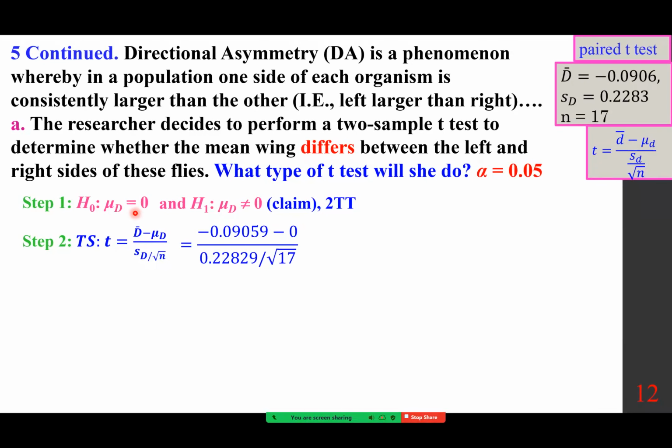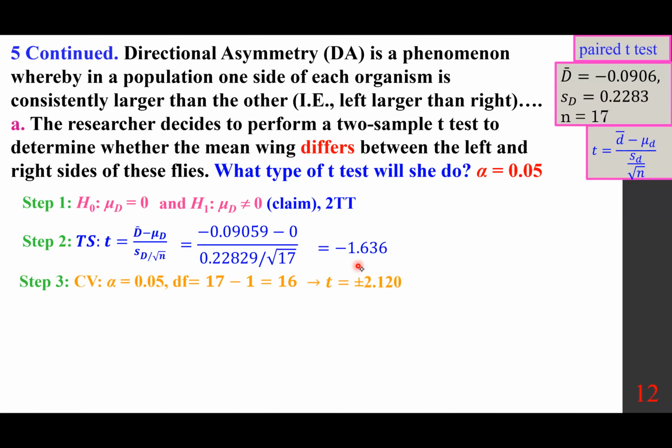So plug in all the values: negative 0.09059 over s, which is 0.22829, right? Now, by the way, notice I even put more decimals here because you really want to write as many decimals as you want in the intermediate steps. Over the square root of 17 gives you negative 1.636. Critical value comes from the choice of alpha, which is 0.05, degrees of freedom, which is n minus 1, 17 minus 1. And it's a two-tail test, and t becomes plus minus 2.120.